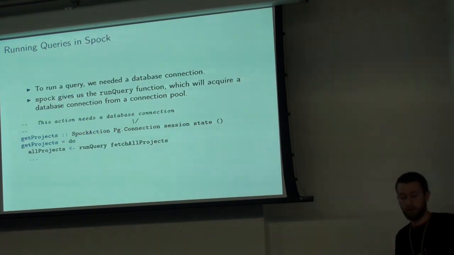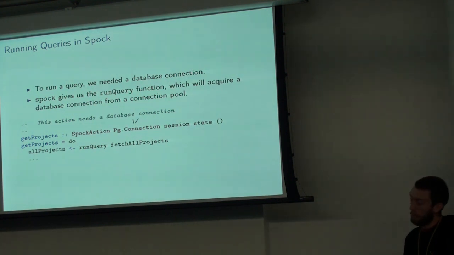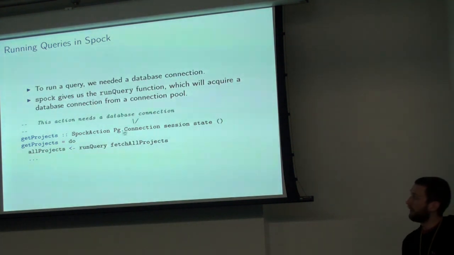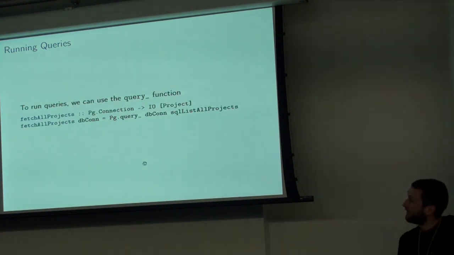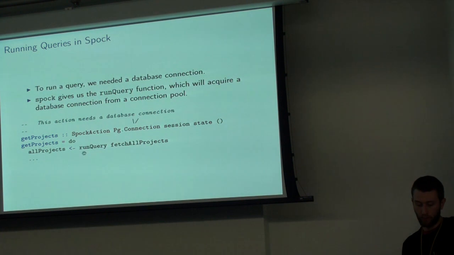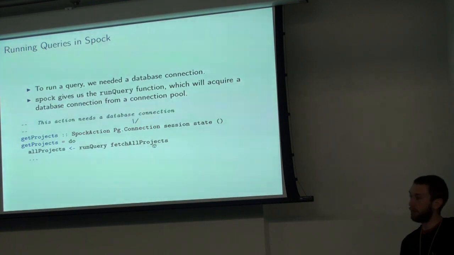So to integrate that with Spock, we needed a database connection, which we've already got. And then Spock gives us the runQuery function, which lets us use that database connection handle. So we can see, first of all, one thing's changed. It's now our Spock action, rather than being parameterized over all database connection types, we're specifying here that it has to work for Postgres connections. And the reason this now only works for Postgres connections is because fetchAllProjects, which we defined previously here, requires a PG connection. So I can then use runQuery with fetchAllProjects, and Spock's then going to supply a database connection to our fetchAllProjects routine, which is then going to give us back a list of projects.